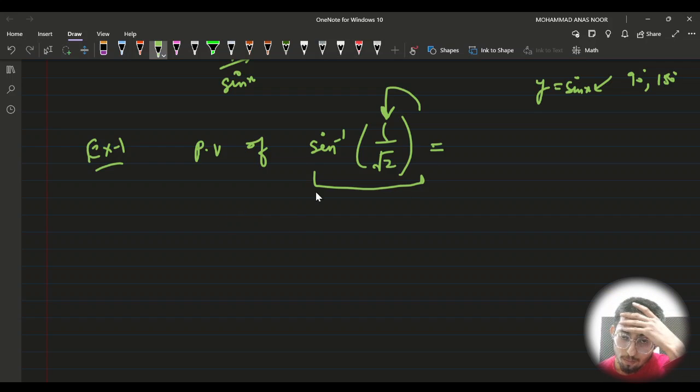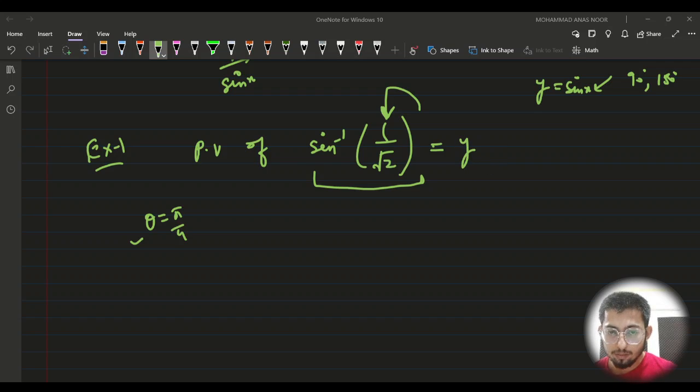So do you remember for what angle it equals 1 by root 2? So theta should be pi by 4. But this is not how we do it. What we do is we first equate it with some value y, because y is sine inverse x. That's why we equate it to y.